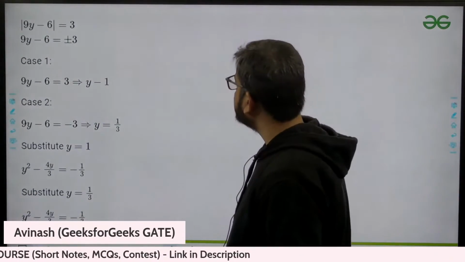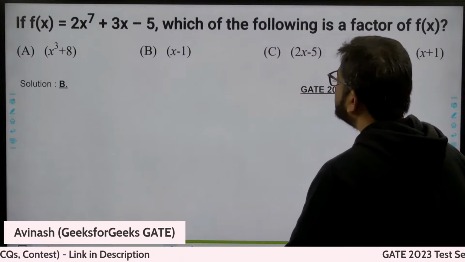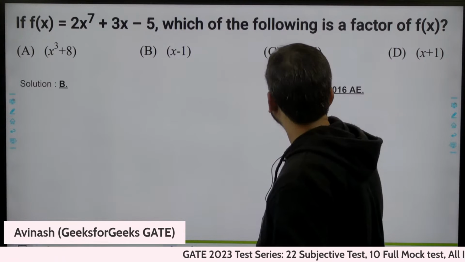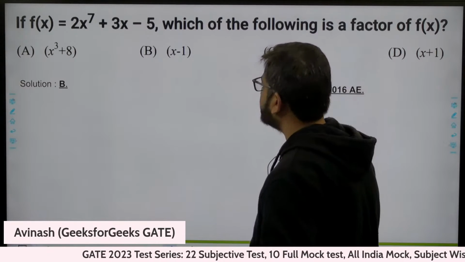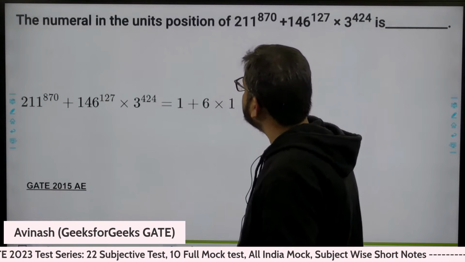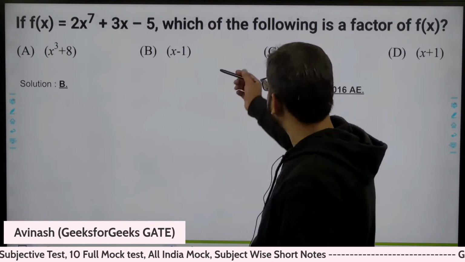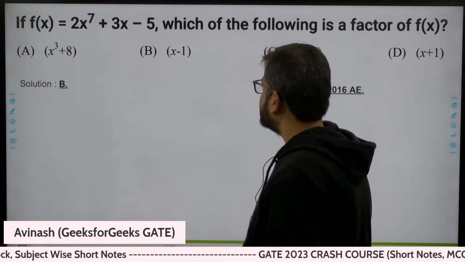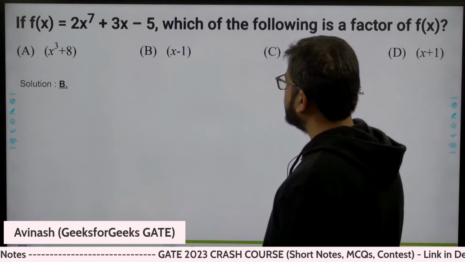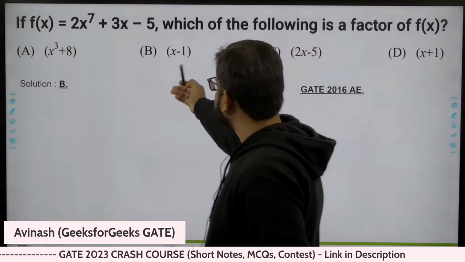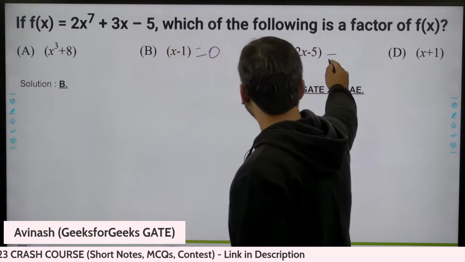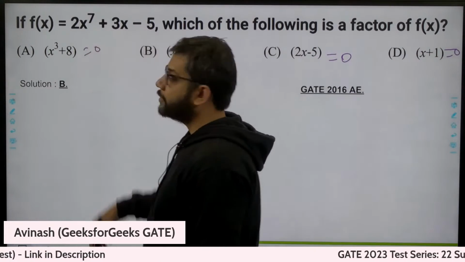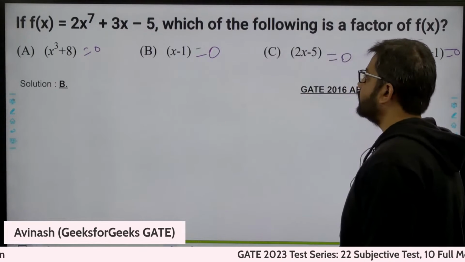Next, let's do it a bit quickly. 2x to the power 7 plus 3x minus 5. I think this is not a simple question. Which of the following is a factor of this? For the factor, just go for the simple division part. This question is easy. Either do one thing: put the expression equal to 0, find the value of x for each one of them. Put this value of x in this, find which value gives you 0, and those will be the factor.